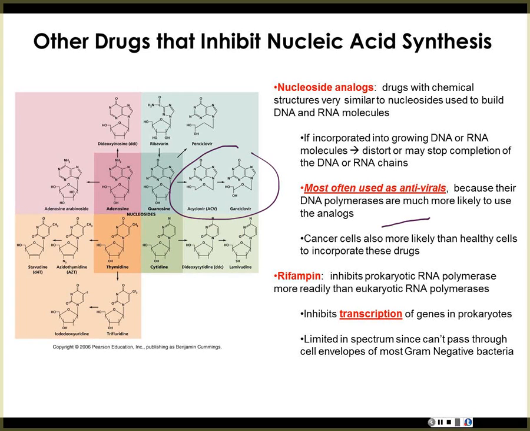Has anybody heard of this one before? AZT? Anybody know what that's used to treat? That's HIV. Yeah, that was the first major drug that was used for HIV. AZT resembles T nucleotides, and HIV's reverse transcriptase that converts the RNA to the DNA will use this drug in place of T's, and then it gets shut down. It inhibits the enzyme.